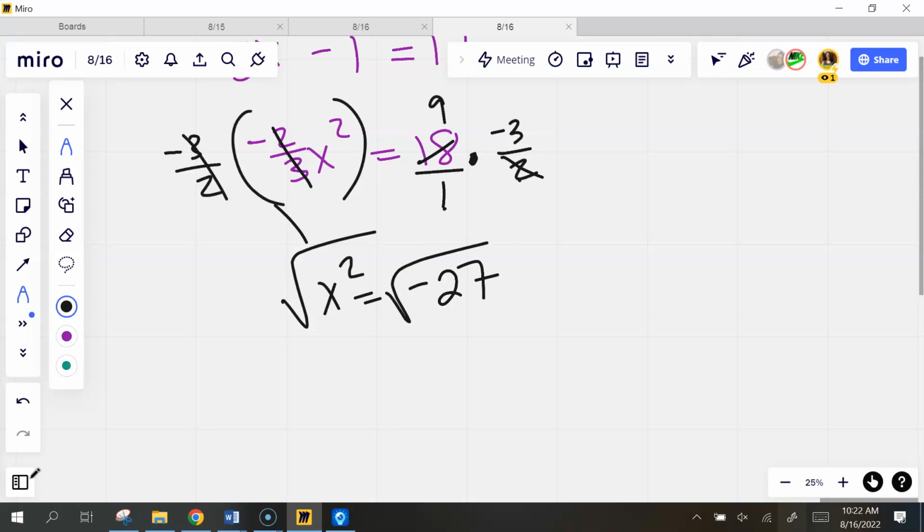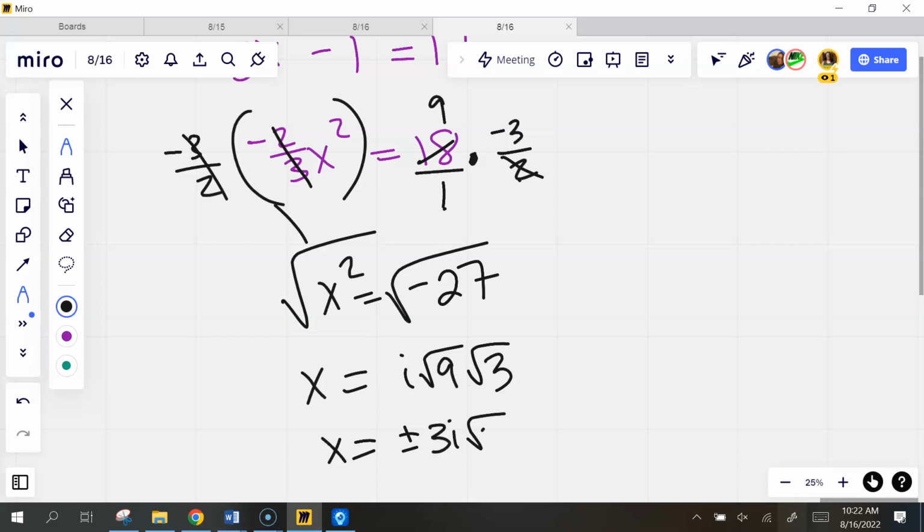Square root. Uh-oh, there's a negative under the radical. 9 and 3. So I have the i, I have the 9, just so you see each and every step. Plus or minus, so you don't get half credit. 3i times the square root of 3.